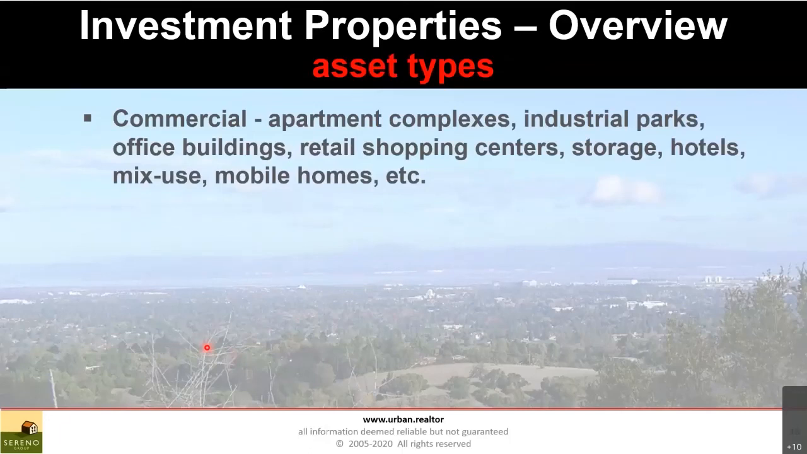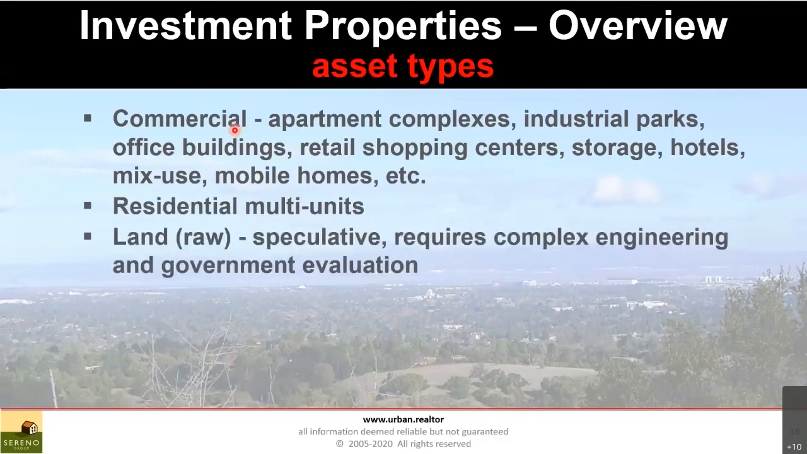So when we talk about investments, there are different asset classes, different types of properties. There's the commercial one, and as you can see, that's grayed out. The reason it's grayed out is that the Urban Group is not directly doing any commercial real estate. As I mentioned earlier, my son Amit Urban is doing more of the investing on the commercial side. If anyone has an interest, I will be more than happy to put you in touch with him. On the commercial side, we see apartment complexes, retail centers, storage, hotels, mixed use, mobile, residential multi-unit, land, raw land, and so on.